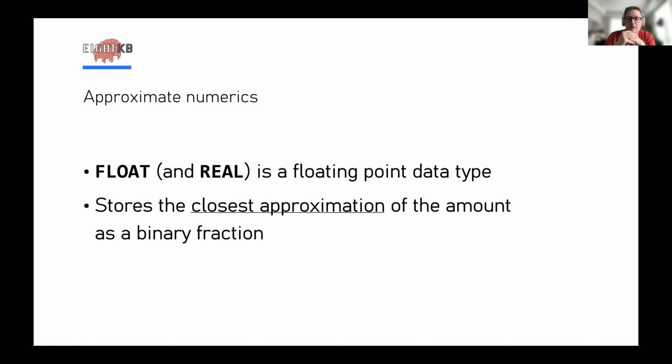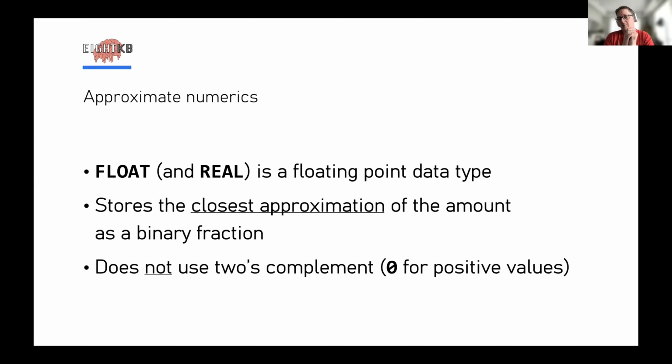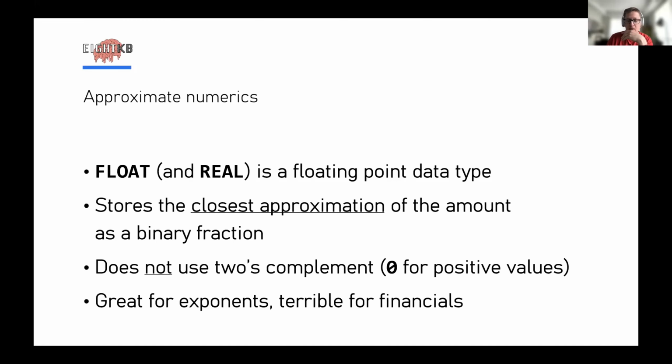Floating points use the closest approximation of the amount as a binary fraction. Hands up who's used binary fractions outside of computer science school. That's what I thought. It doesn't use 2's complement. I hinted at this previously. It uses a 0 for a positive value and a 1 for a negative value. Makes sense? Now, I joke about this, but the reason is because this is a standard that somebody else came up with and Microsoft adopted, versus decimal, which Microsoft came up with. So that's why it's different, but it's good to keep in mind. It's great for exponents. It's terrible for financials.